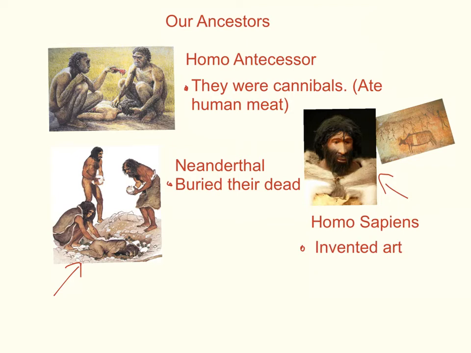Apart from inventing art, they also had a more complex language, and they were responsible for learning how to plant crops, domesticate animals, because they became sedentary in the Neolithic period, which you should know is also called the New Stone Age. And yeah, they were more intelligent than all the other species. That's what we are. And so they came about in around 130,000 years before Christ, and we've continued living, and we don't know how long we'll live for.